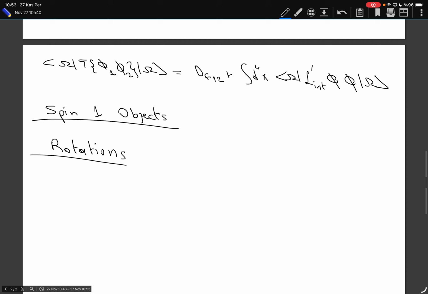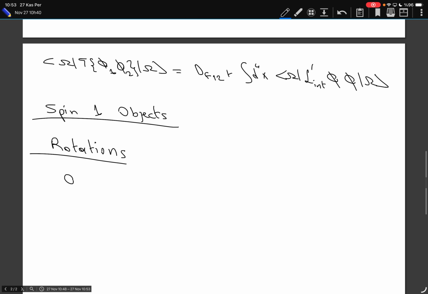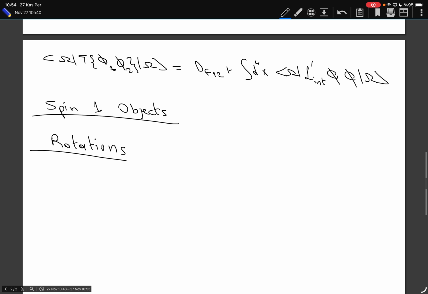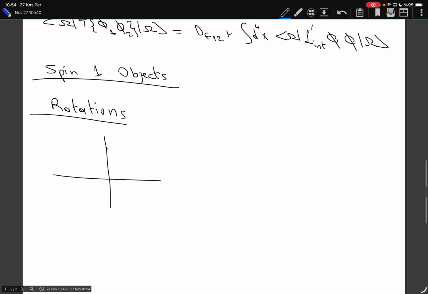We looked at scalar functions. I will claim that they have spin 0. How do I know that they are spin 0? Well, let's see how I rotate these functions. I will consider rotations around the z-axis all the time, but generalization to any other axis would be kind of trivial.